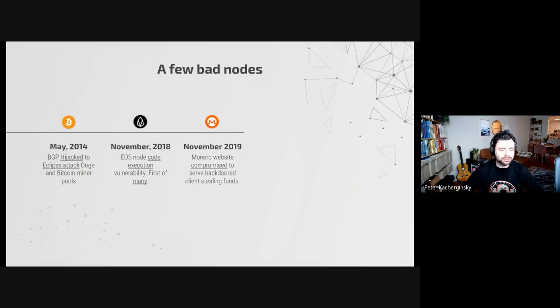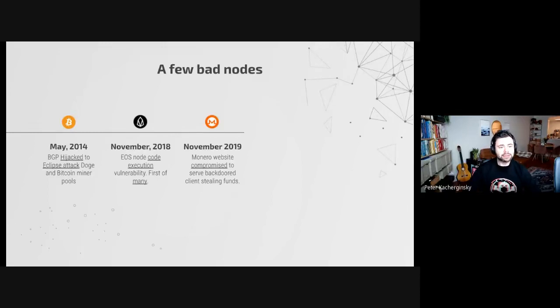So for example, in May 2014, someone attacked the BGP network used by Doge and Bitcoin miner pools to eclipse attack them. In case you're not familiar with BGP hijacks, it's a way to effectively isolate large swaths of network blocks in order to make them route traffic to unexpected directions. This is something that happened a decade ago, I believe, with YouTube, where all the traffic was redirected to Pakistan, and it keeps happening again and again. This is a threat that we have not observed within the cryptocurrency world for a while, but it's something that we have to be aware of and build threat models around.